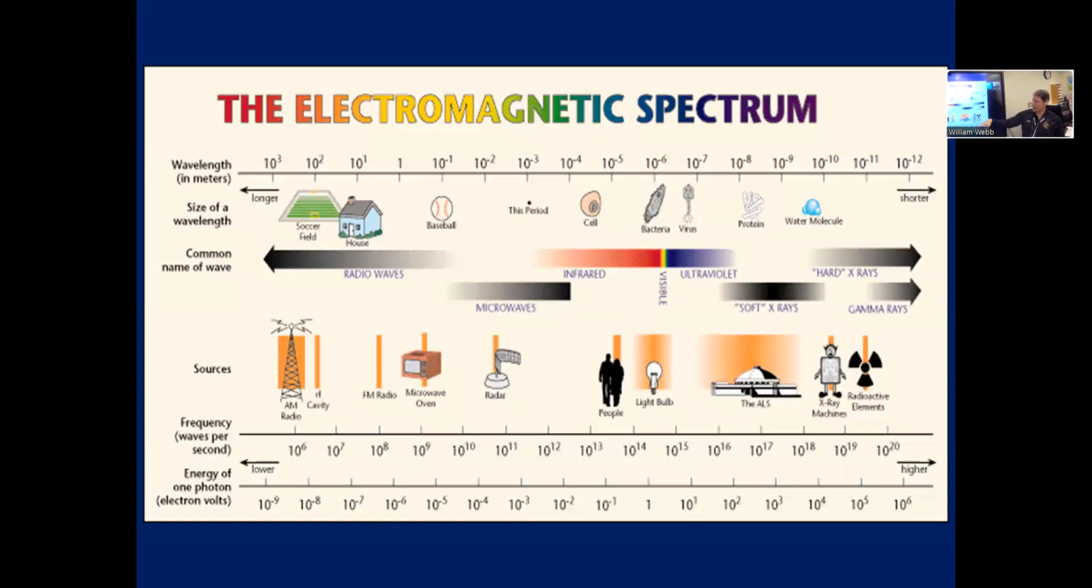But as we go the other direction into infrared, they're more like the size of a cell. Microwaves are more like the size of this period, or like it showed on the video, the size of a die, like a dice that you roll. And then we get to radio waves. They can be anywhere from a baseball to soccer fields to mountain ranges. So the radio waves, depending on what we're using them for.